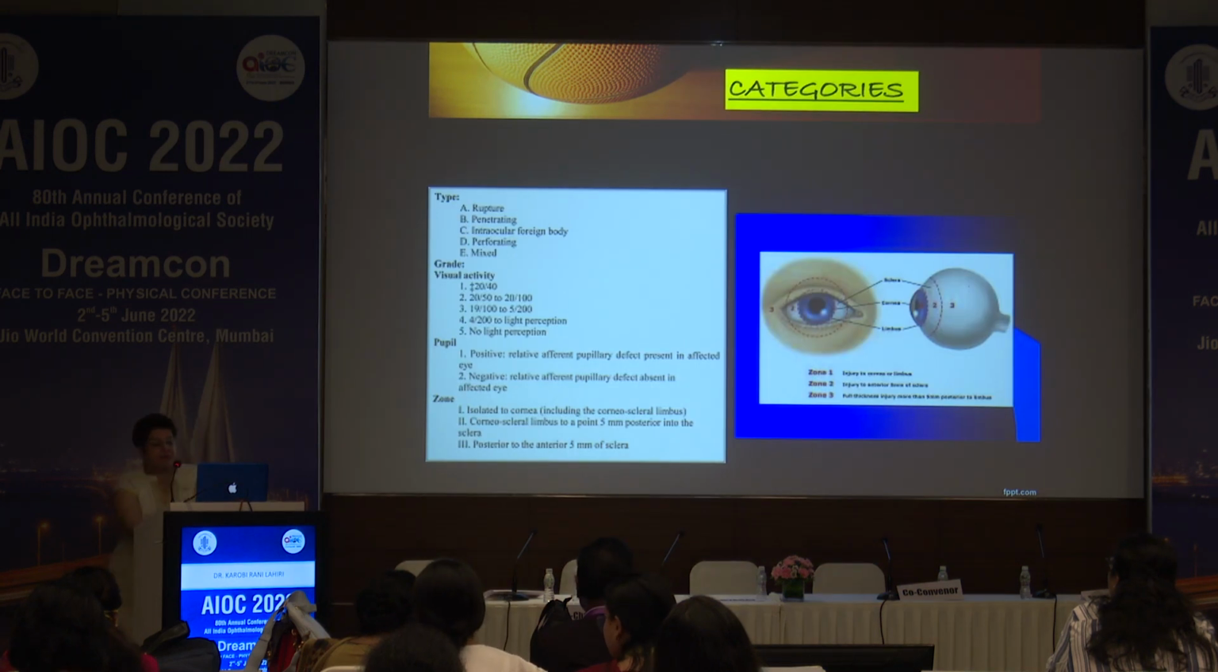Now, when you decide on which part the eye is affected, zone 1 is an injury up to the limbus.